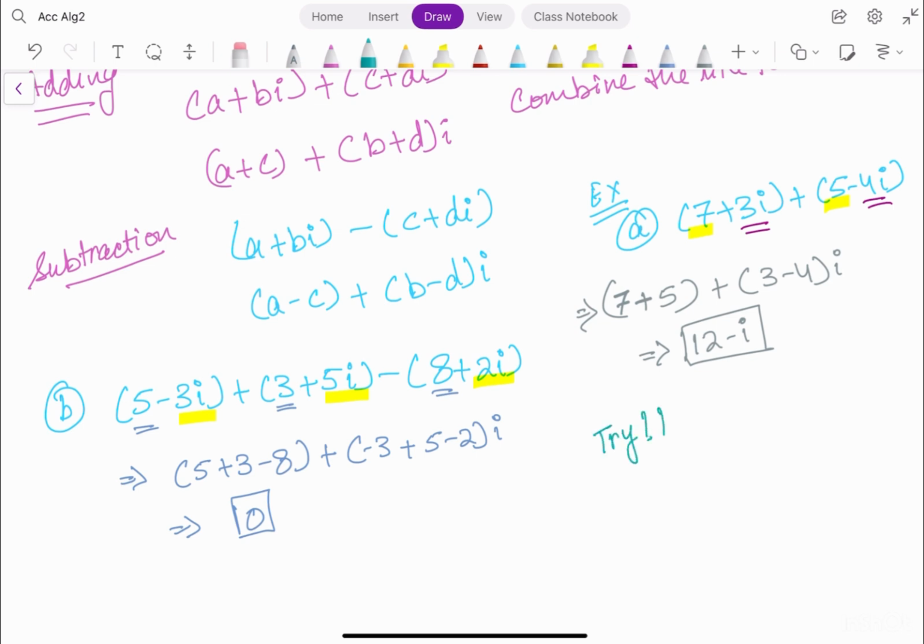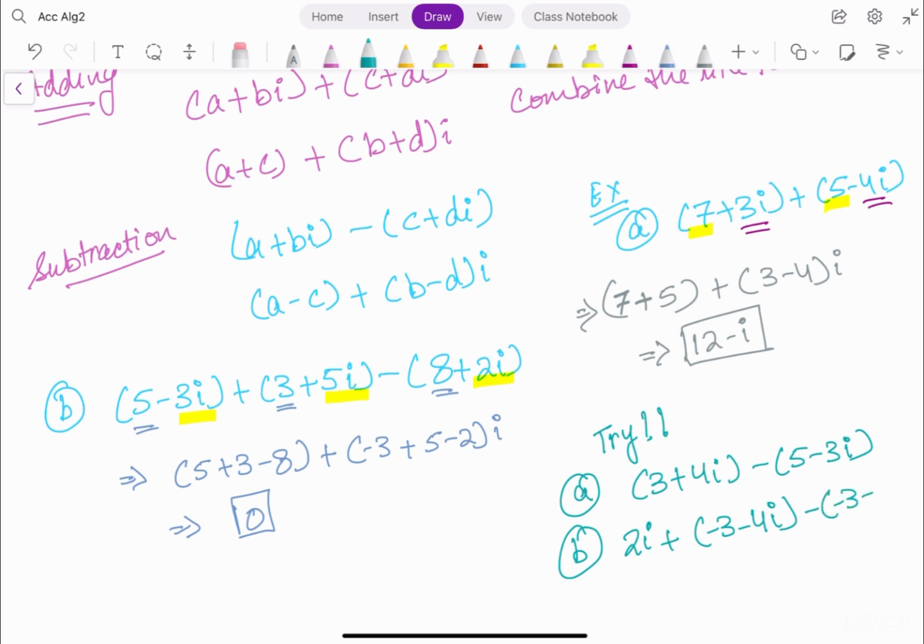Now I helped you with two questions. You try two questions for me before we proceed to the properties of real numbers and complex numbers. So these are the two questions. Give it a try.